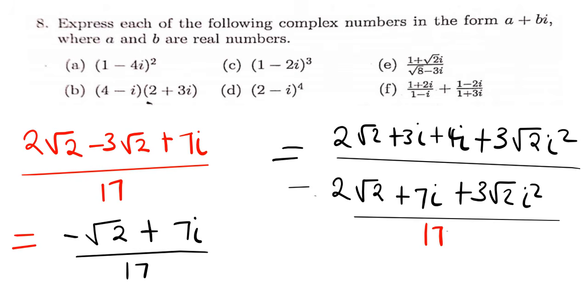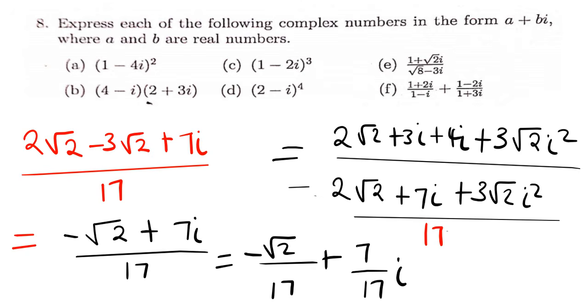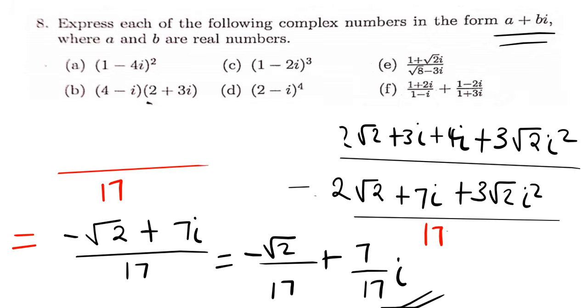So basically this is what we have. Now to simplify it further, because you know that it's supposed to be in the form of a plus ib, you can't leave it there. The final one will be -root 2 over 17 plus 7 over 17, then the i there. You would have shown it in this form. So basically that is how you solve this one. Not very complicated.